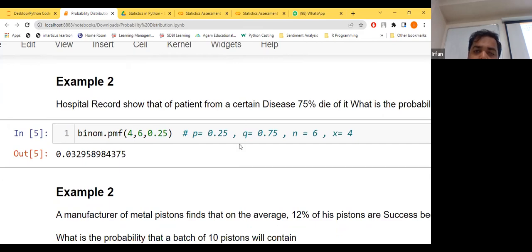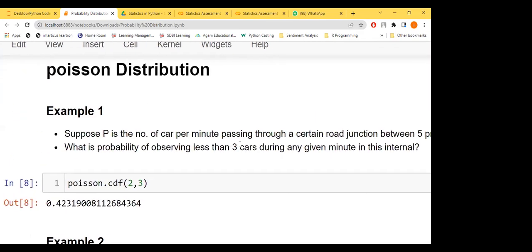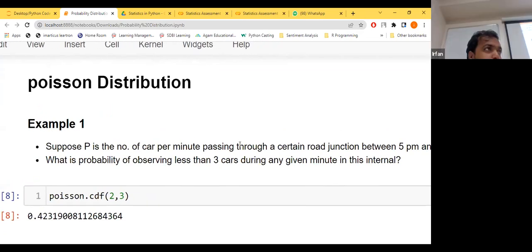Shall I move forward, Anisha, now? Yes, sir. Okay. Now, guys, we have Poisson distribution. Shubham, when to use Poisson distribution?